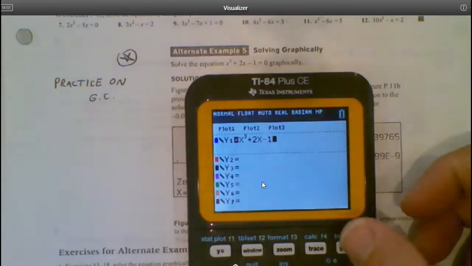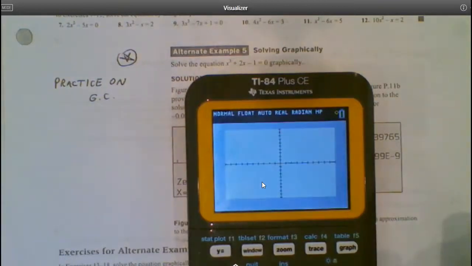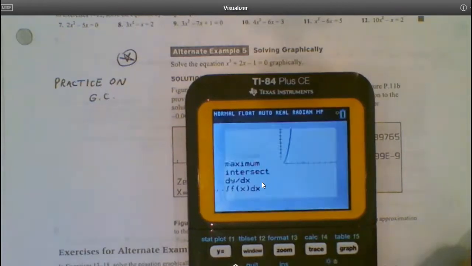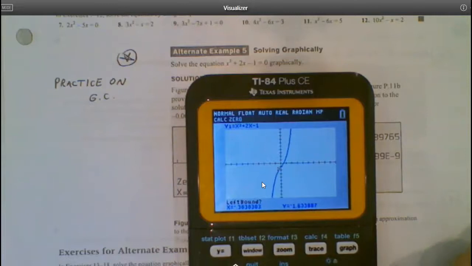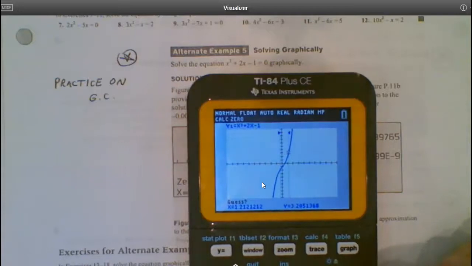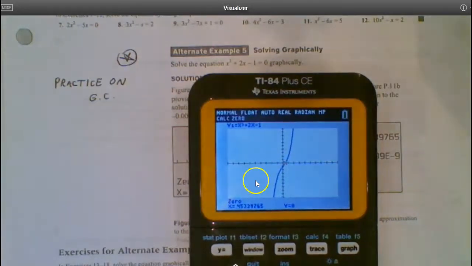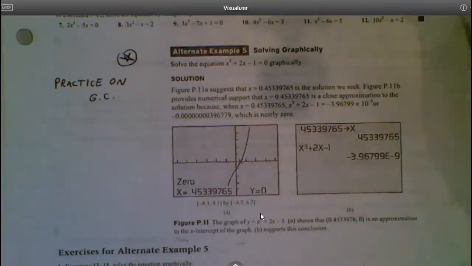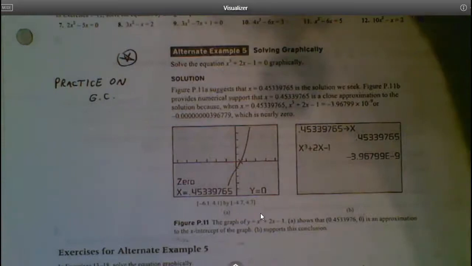So here's the new one. I'm going to go ahead and hit graph. So we have a cubic function. There's only one x-intercept, which means there's only one real solution to this. So again, if we go under calc, choose 0, give it a left boundary, hit enter, go to the right of your intercept and hit enter, and then hit enter one more time, and you got your solution. So there's our solution right there. And as far as rounding goes, we can round to whatever the directions tell us to round to. But again, we can do that process for any equation that we want to solve.